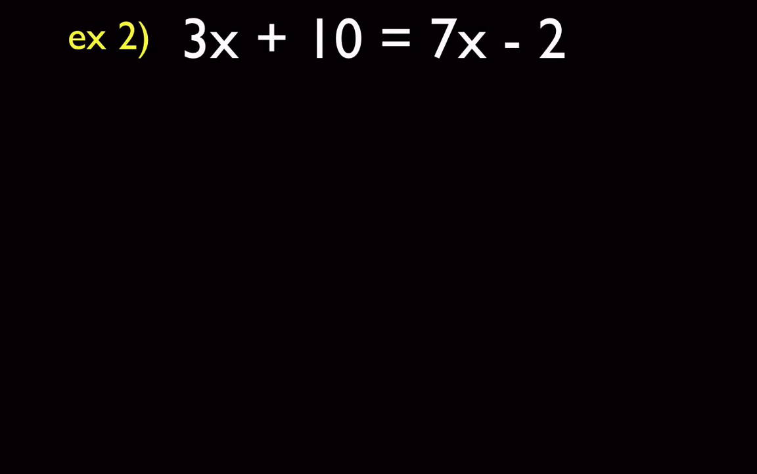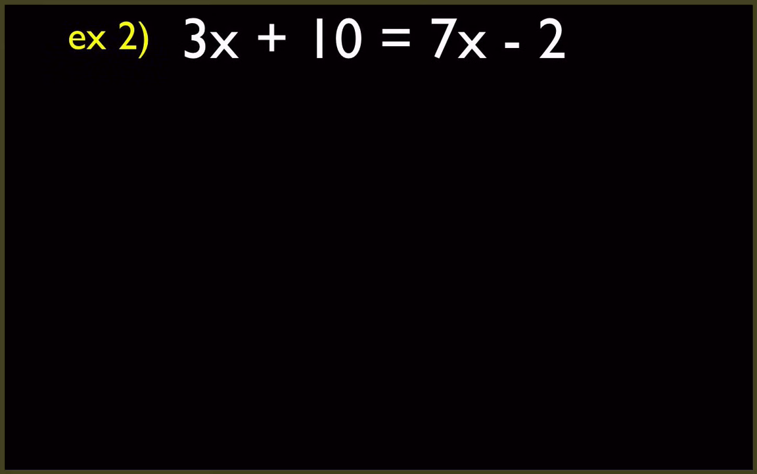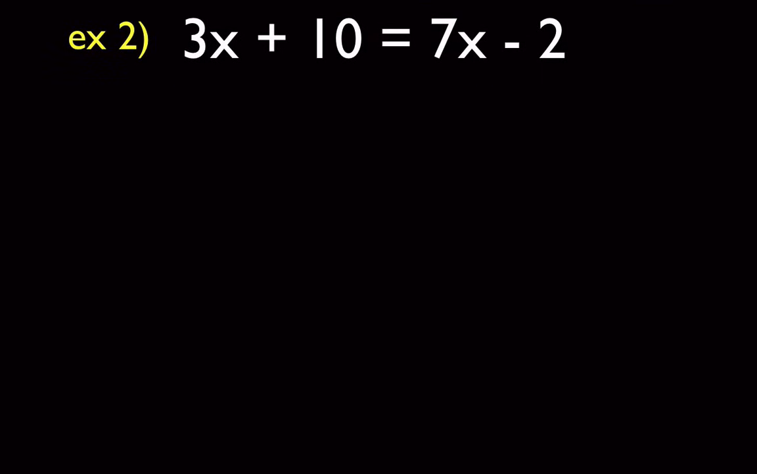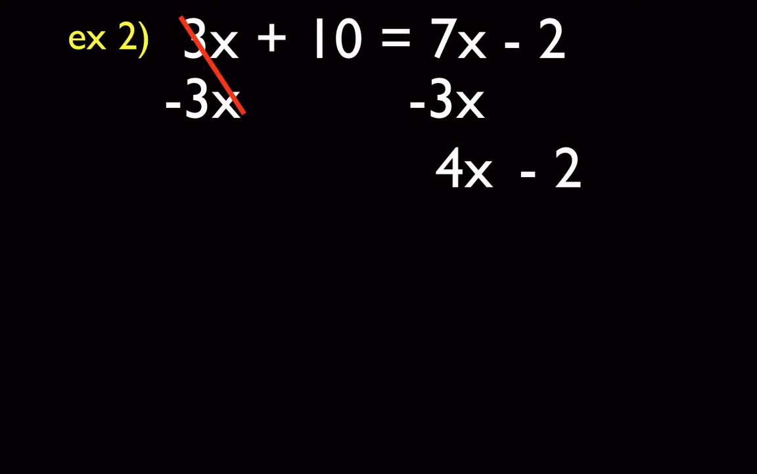So first thing we're going to do is get rid of the smaller of the 2 x's. When I look at these 2 x's, I'm talking about 3x and 7x. Which one of those is smaller? It would be 3. So we're going to do the opposite of that, which is subtract 3. That's going to give me 4 on the right side and a minus 2. And on the left side, the x's are going to cancel, and all I'm going to be left with is 10.